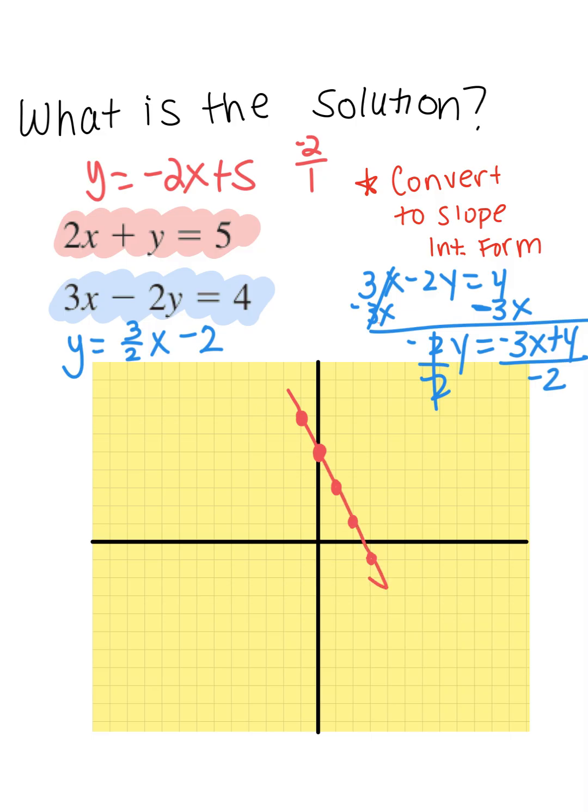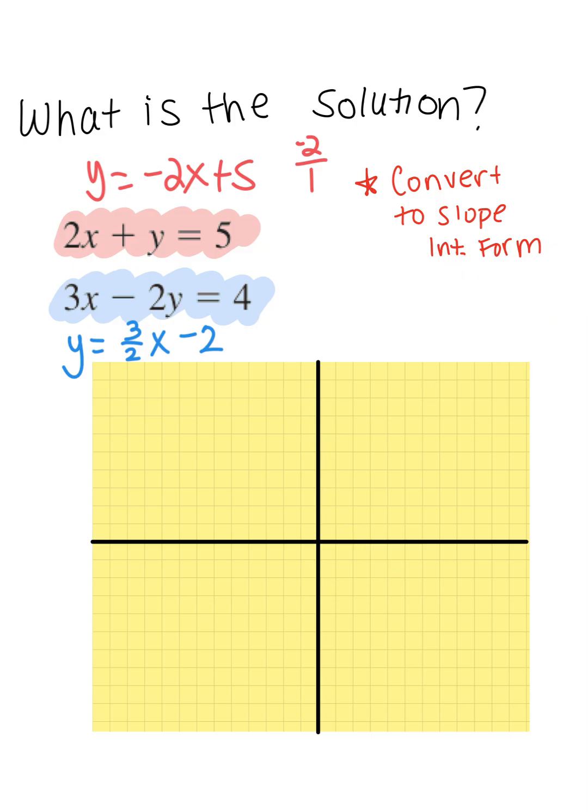Connect them. The blue one starts at -2 on the y-axis. And the slope is +3 over 2. So go up 1, 2, 3. Up 3 over 2. Up 1, 2, 3 over 2.